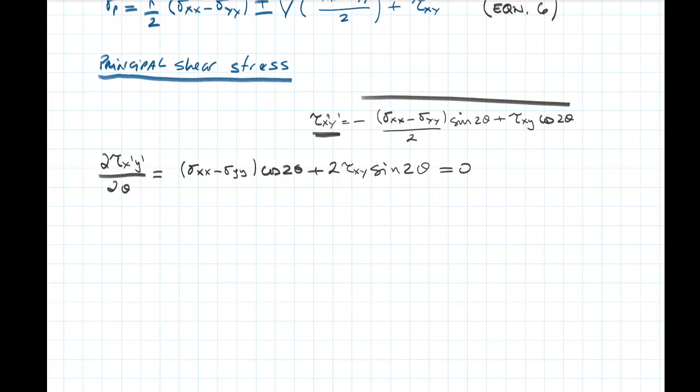That was basically to find the angles which make this equation 0. One of the things that we did previously was to find the solution of the angle in terms of the trigonometric functions. In this case, it is going to be something like tangent of 2 theta equal to minus the normal stress in x minus the normal stress in y, divided by 2 times the shear stress.